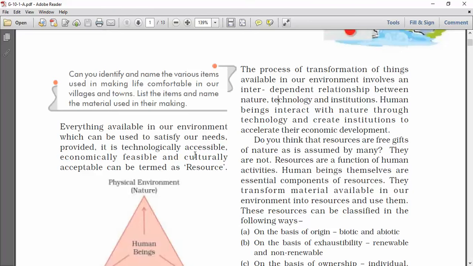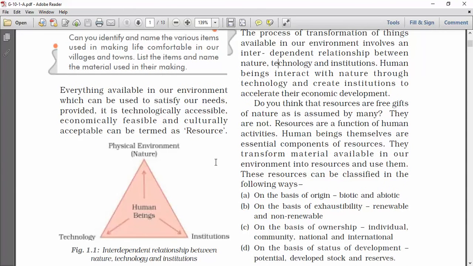So, when we talk about the process of transformation, the process of transformation of things available in our environment involves an interdependent relationship between nature, technology, and institutions. And human beings interact with nature through technology and create institutions to accelerate their economic development.